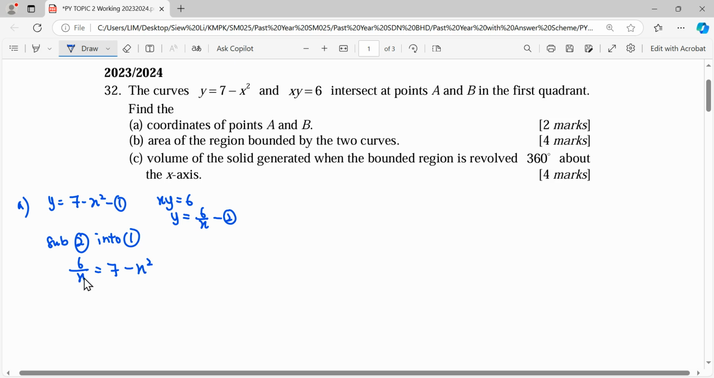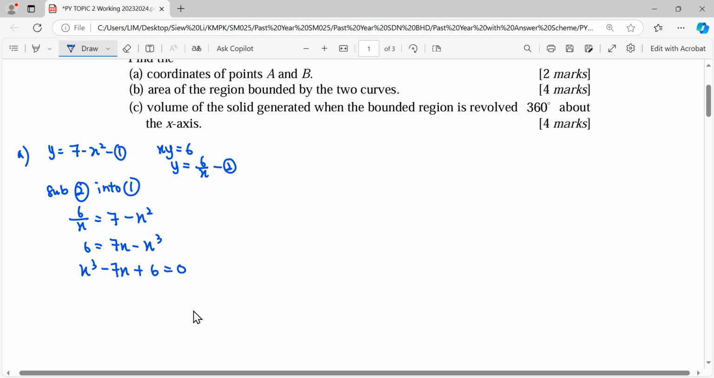Alright, so we make it an equation without denominator, so we times with the x. 6 equals 7x minus x cubed. We rearrange, let it be a positive cubic equation. So move it to the left hand side. And at this point, when you want to find out the x, we need to solve this cubic equation.